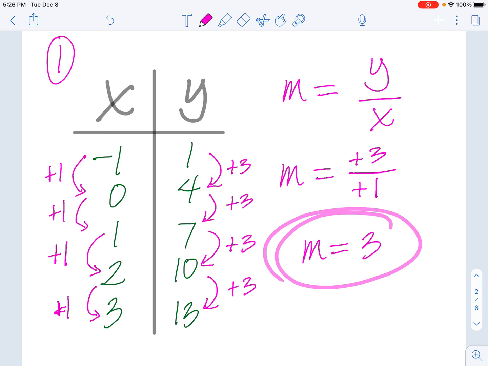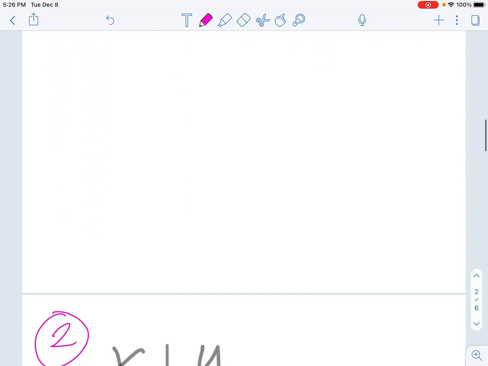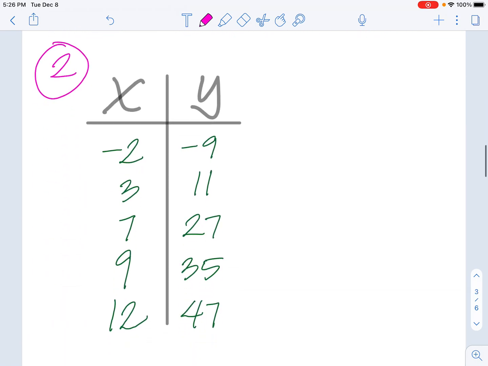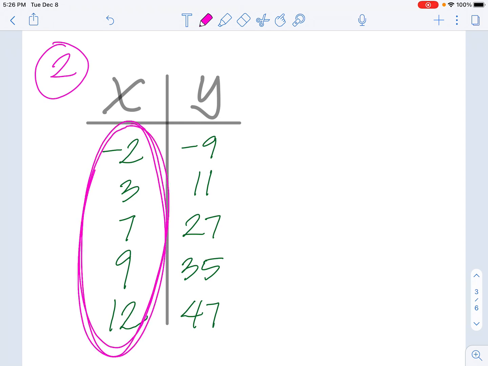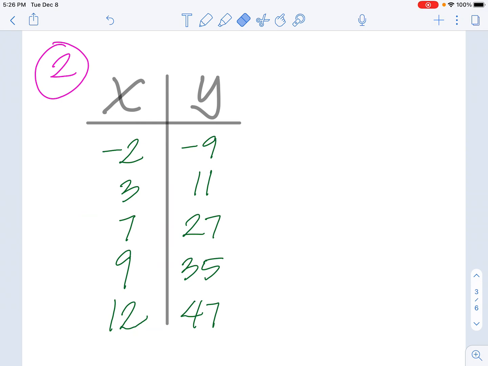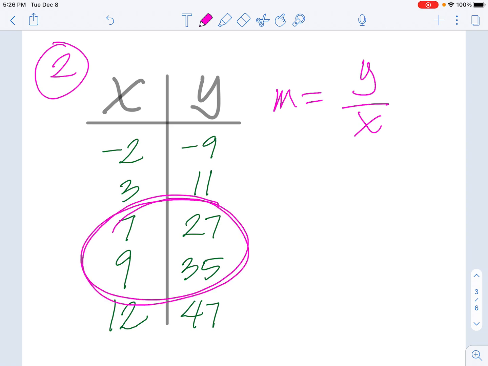Let's look at one with a little more complex numbers. Example number 2. You'll notice the x values over here do not all increase by 1 every time, so we can't just simply count. But remember, slope is the change in y over the change in x. So let's pick some easy numbers to use here. How about, again, I'll grab these ones from the middle because they're all positive.